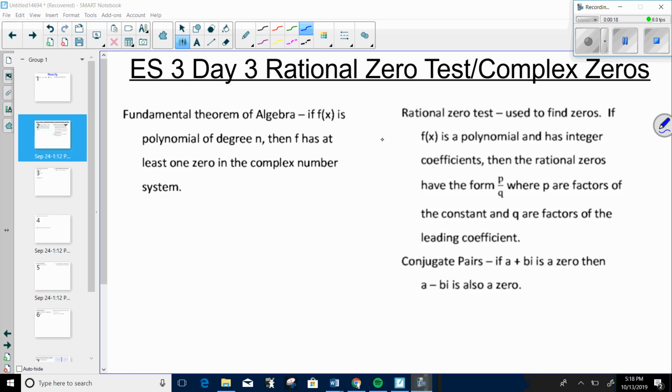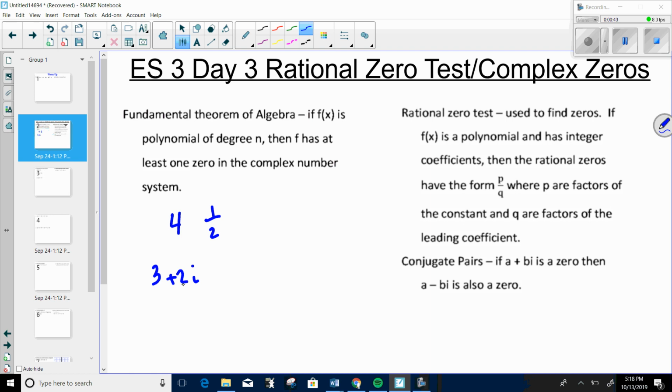It says if you have a function of polynomial degree n, basically that just means any polynomial. It could be linear, quadratic, cubic, so on and so forth, up to whatever degree it wants to be. It has at least one zero or one solution in the complex number system. The complex number system could be real, so it could be 4, or it could be a half, or it could be 3 plus 2i.